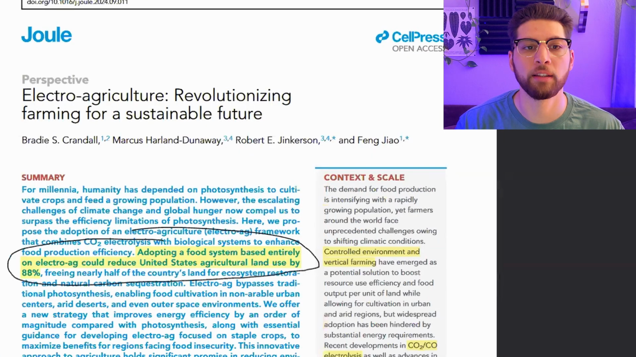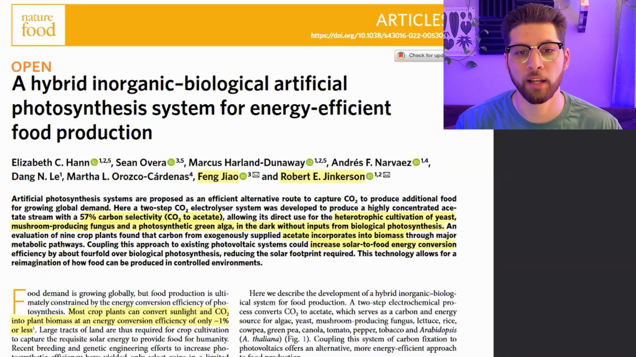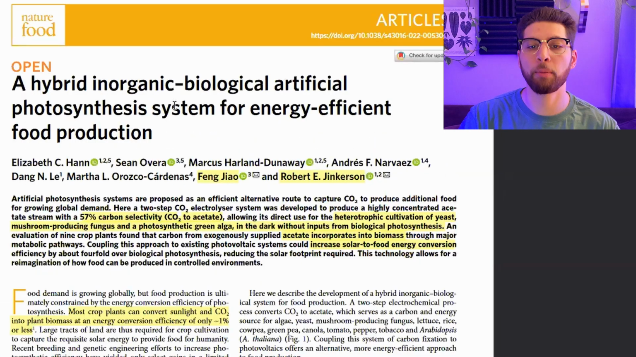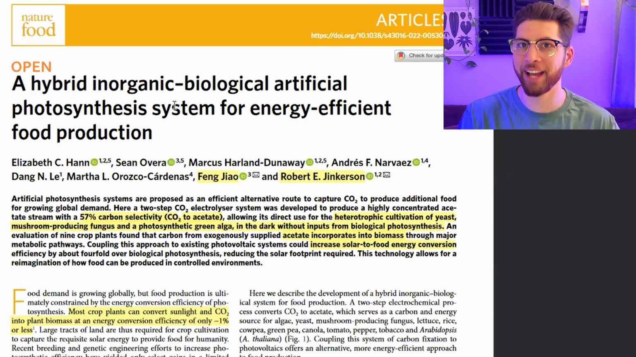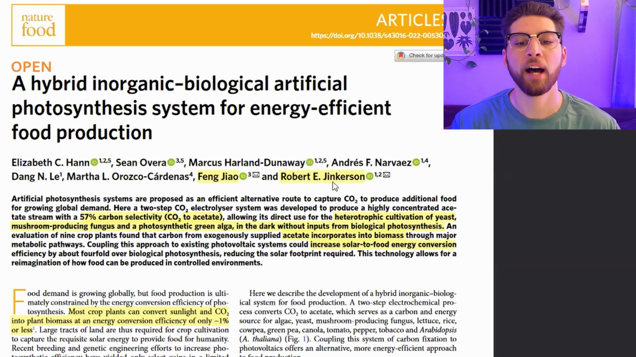So let's look at the main paper I want to talk about today. It's titled "A Hybrid Inorganic Biological Artificial Photosynthesis System for Energy Efficient Food Production," which is exactly what we're talking about, right? Again, the main professor on this paper is Robert Jinkerson.